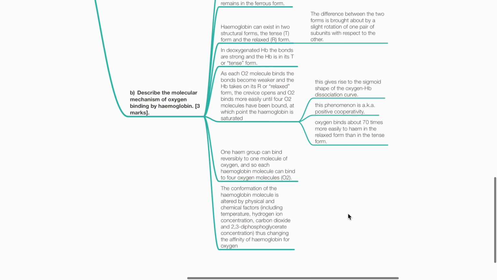Oxygen binds about 70 times more easily to heme in the relaxed form than in the tense form. One heme group can bind reversibly to one molecule of oxygen. Hence, each hemoglobin molecule can bind to 4 oxygen molecules. The conformation of the hemoglobin molecule is altered by physical and chemical factors, such as temperature, hydrogen ion concentration, CO2 concentration, and 2,3-DPG concentration, thus changing the affinity of hemoglobin for oxygen.